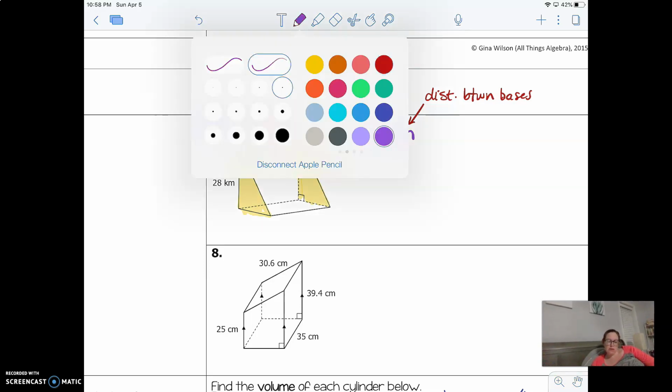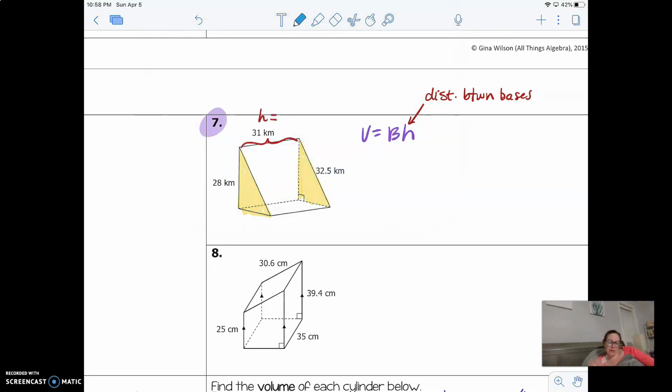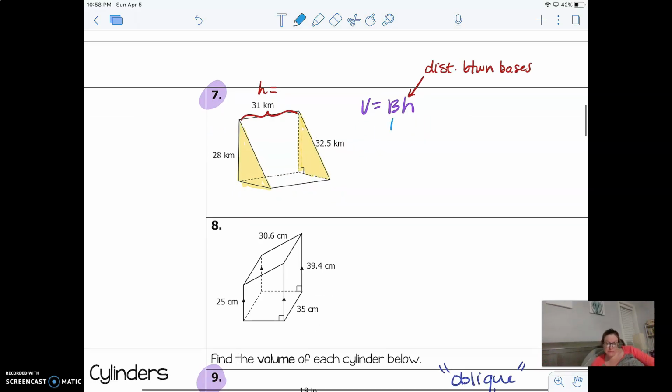Okay, then we focus on this, let's do blue. I haven't done blue in a while. Okay, capital B, remember, is area of the base. So if we think about what kind of base that is, a triangle. So we're really trying to find the area of the triangle, this highlighted part here, right?